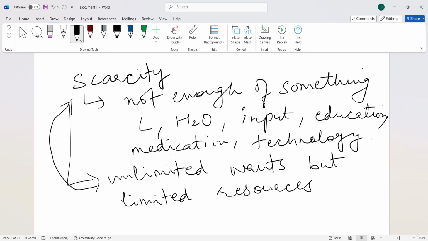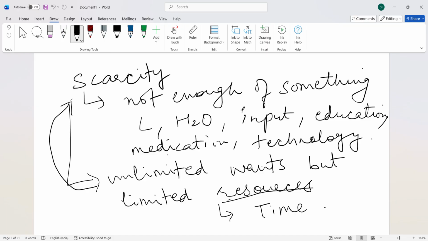Very simple example: I have my limited budget, my pocket money, let's say $100. But then I want to go shopping, I want to spend it on eatables, I want to watch a theater, I want to go traveling, but my resource, which is my income, is very limited. Resources can also be intangible things, like time. Even time is a resource, and that's also limited.